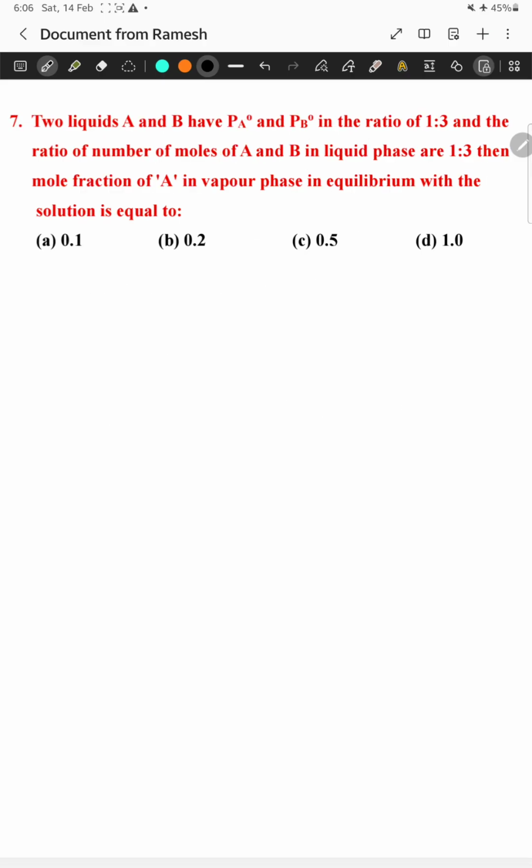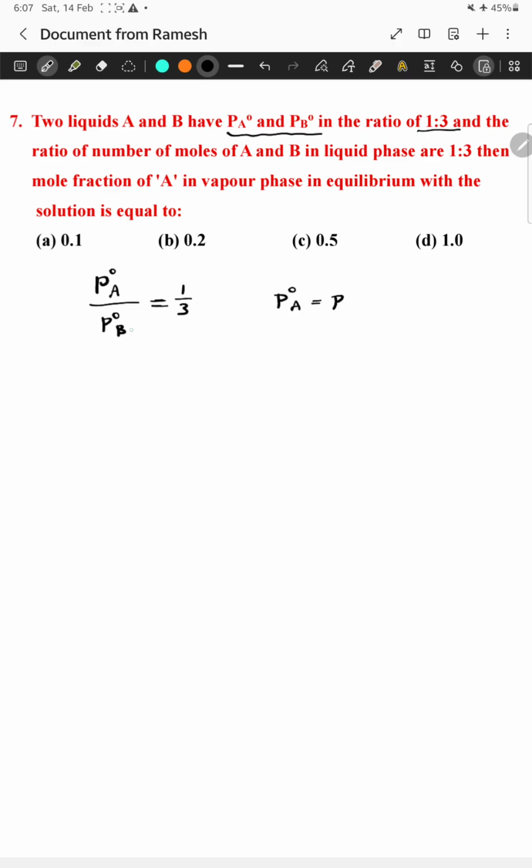Coming to question number 7. They have given two liquids A and B, and of course their vapor pressures will be given, P naught A and P naught B. They are in the ratio 1:3. That means you can write it like this: the ratio of vapor pressures, P naught A by P naught B, will be 1/3. So 1:3 means 1/3. Now I am going to assume P naught A, the vapor pressure of liquid A, as P. Correct? So assume that P naught A is equal to P.